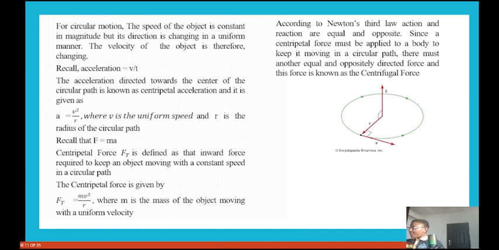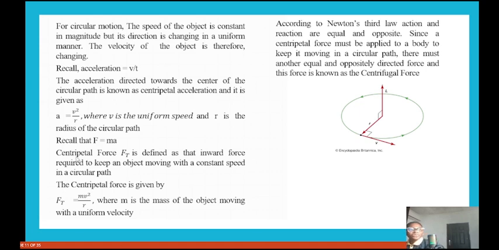Putting in our F: we said that for circular motion, acceleration ideally is velocity over time. But for a circular motion, acceleration is the velocity squared divided by r. And recall that our F is equal to what? ma. So putting a here, our F is equal to mv squared over r, for a circular motion. And that's what we have here.